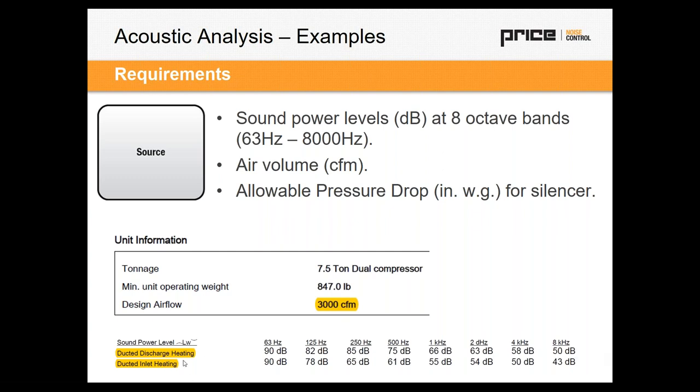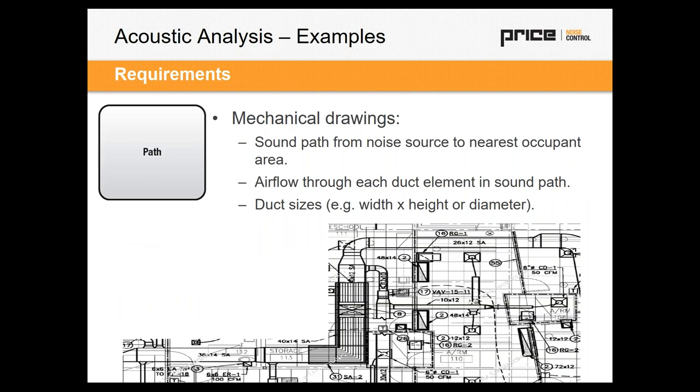And you'll see two or three pieces of information on that, the discharge sound power level, inlet sound power level, and sometimes, not very many, but a few do have radiated sound power. So if you're going to do a supply ductwork, you're going to use the discharge sound power. If you're going to do a return or exhaust analysis, you might be looking at the inlet sound power level. Okay, those are the source requirements. So what's making noise? You need to know the spectrum per octave band.